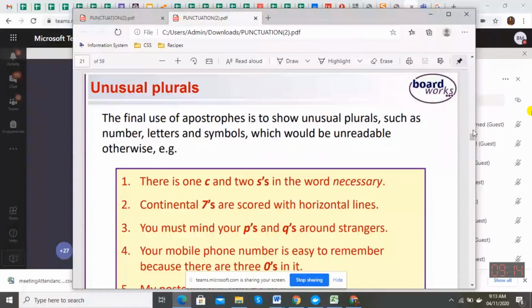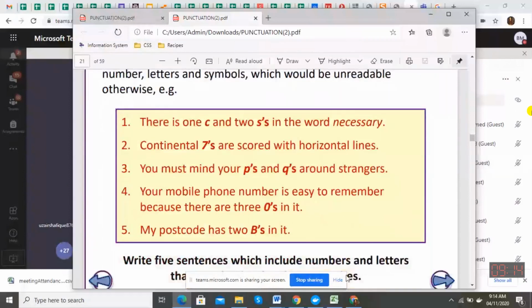Continental 7's are scored with horizontal lines. You must mind your P's and Q's around strangers. Your mobile phone number is easy to remember because there are 3 zeros in it. My postcode has 2 B's in it. You have seen that this kind of usage is widely used.